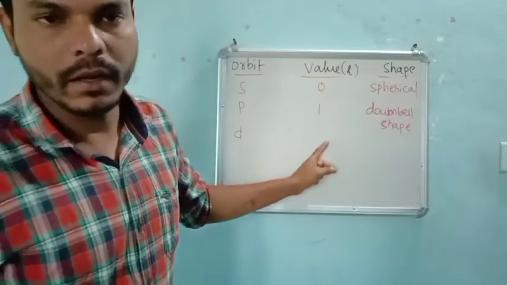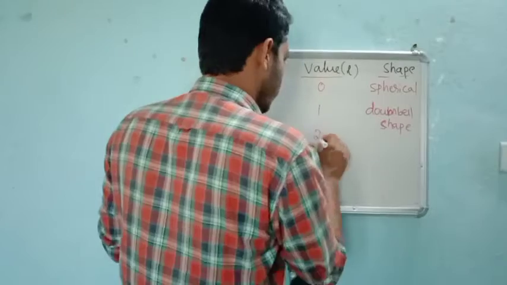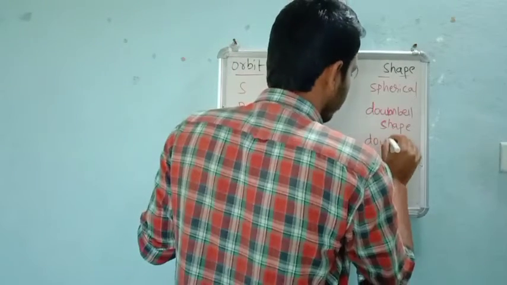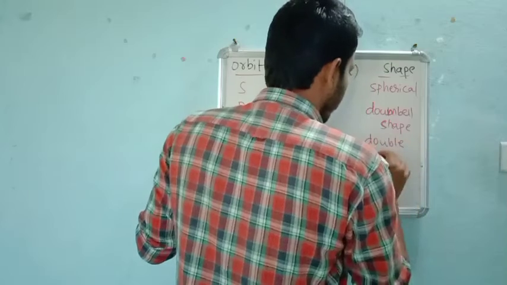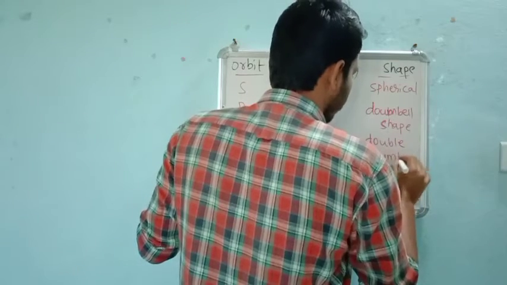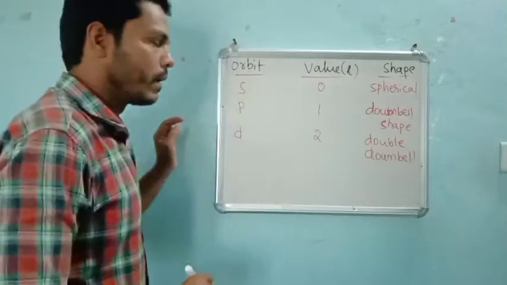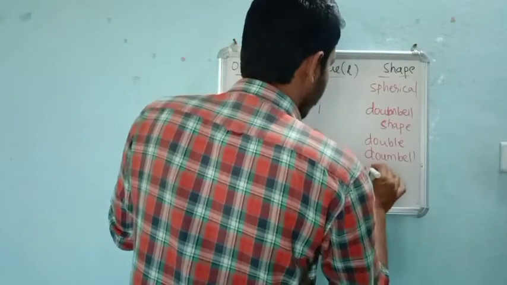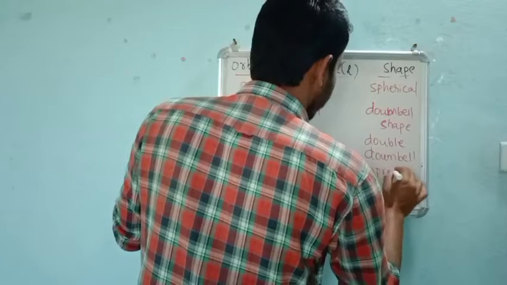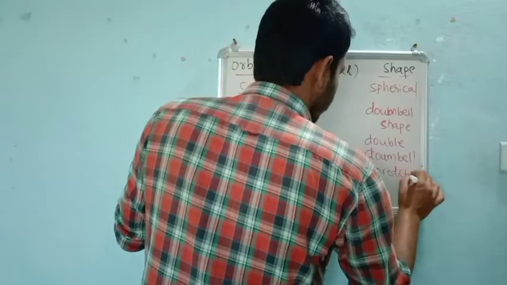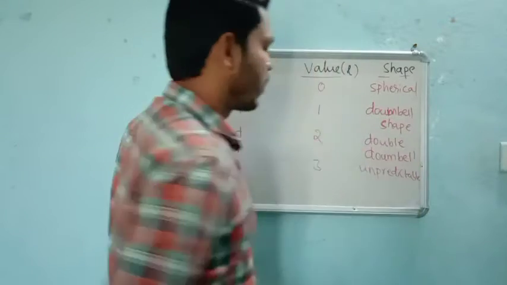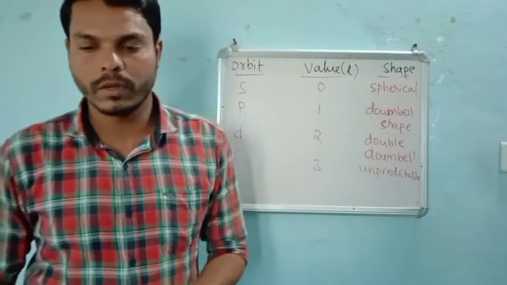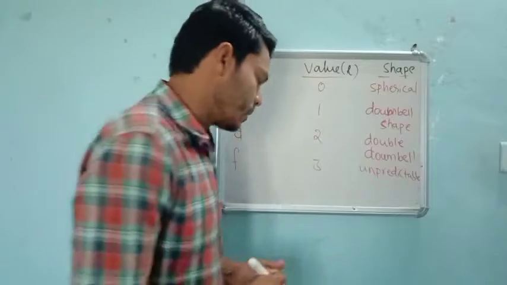D value will be 2, and its shape is double dumbbell. What about F? F value will be 3, but it is unpredictable. Studies are still going on the F orbital. So this is all about the azimuthal quantum number, right?